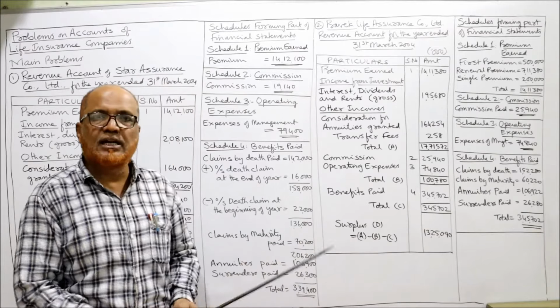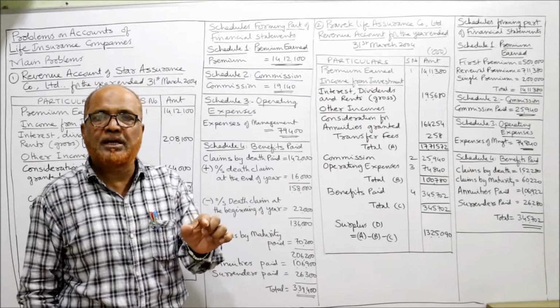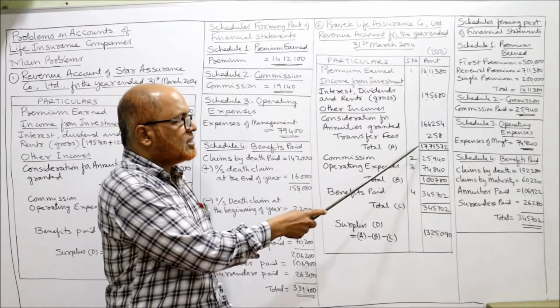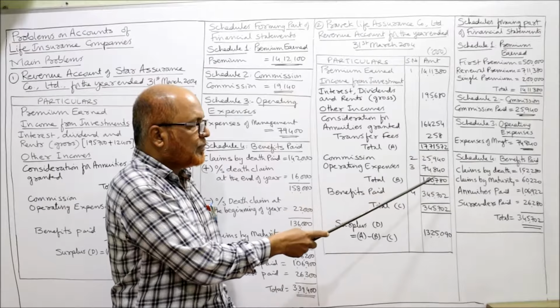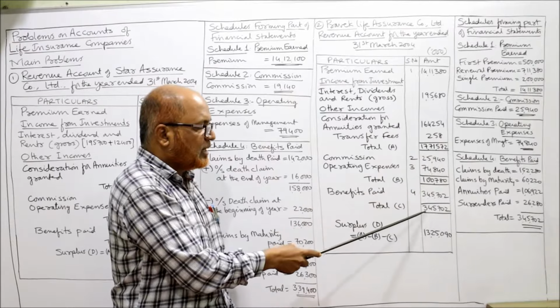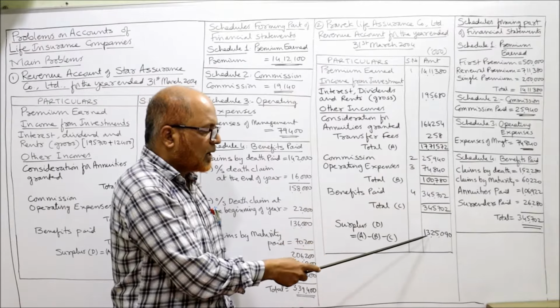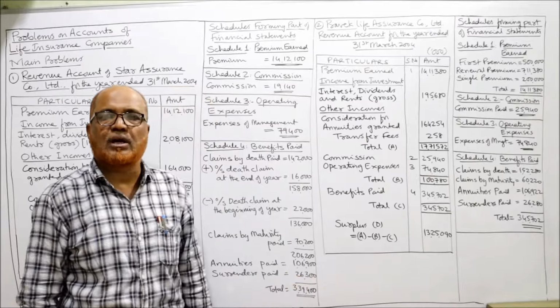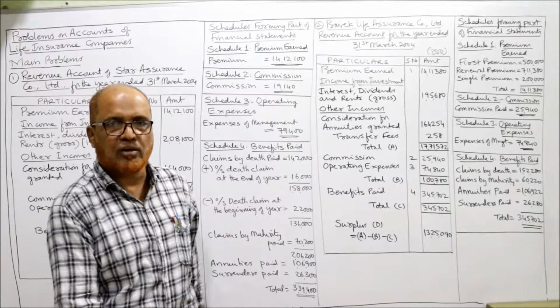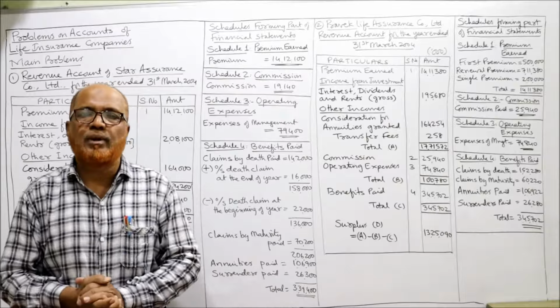Now surplus. D is equal to A minus B minus C. So A, 17,71,572 minus 1,07,80 minus 3,45,702. You are going to get 13,25,090. That's all. This is the end of problem number 2.